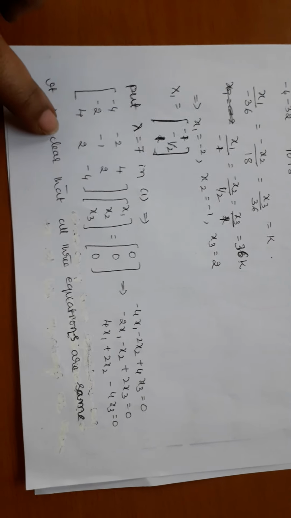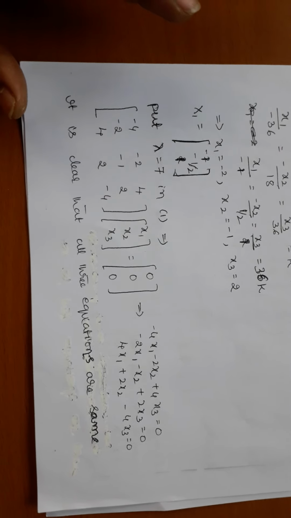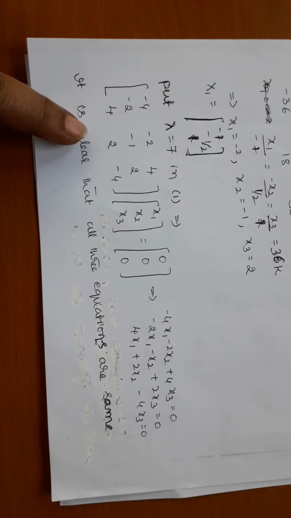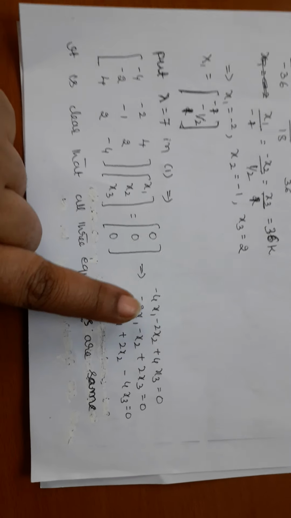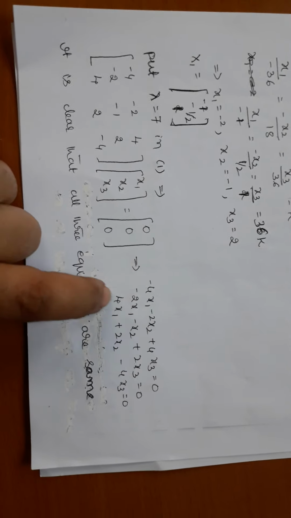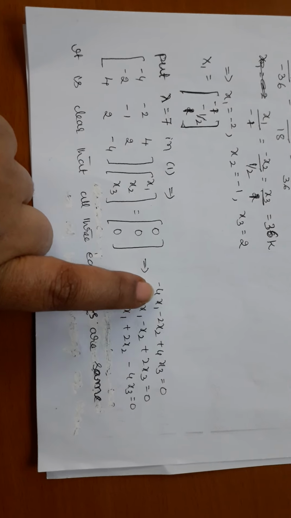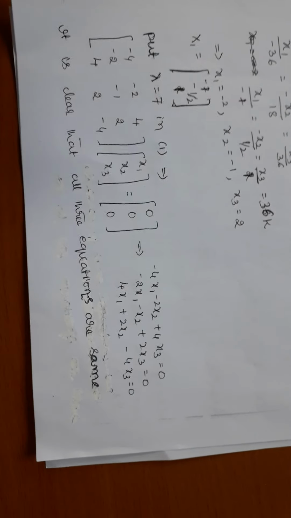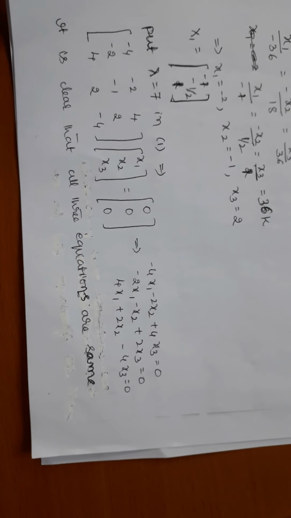Once you substitute lambda equal to 7 in the matrix equation (A minus lambda I) times the matrix of X equals the zero matrix, we write a system of equations from this matrix. We get these equations. All three equations are identical here. If we divide the first and last equations by minus 2, we see that all three equations are the same.